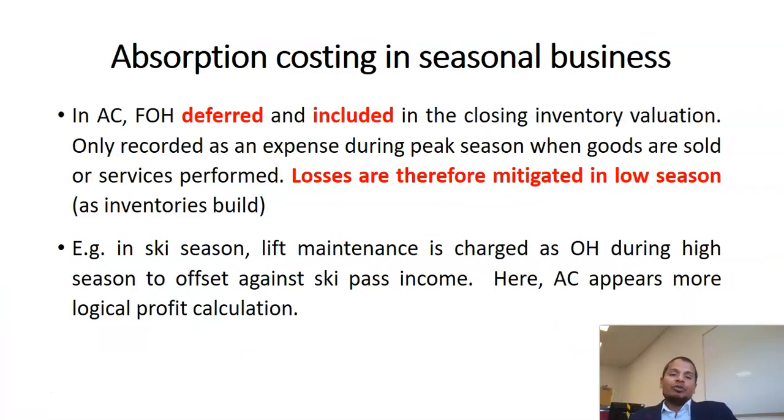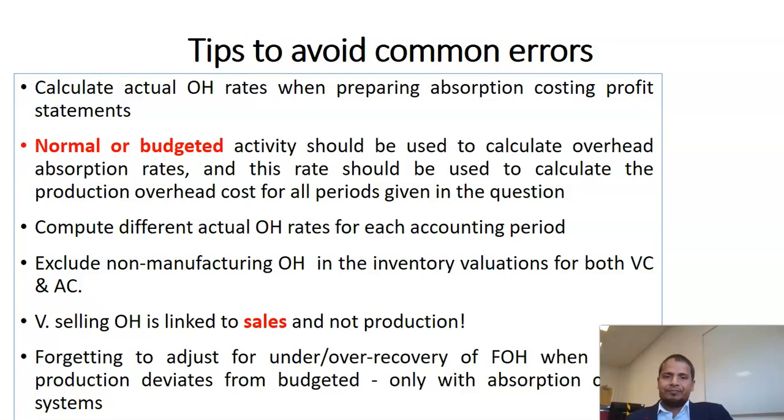And yeah, absorption costing in seasonal business, right? In absorption costing, fixed overhead is deferred and included in the cost of inventory, as we know, and only recorded as an expense when the product is actually sold. Therefore, the losses are mitigated in the low season. When there is no activity, you will see lots of profit, right? There is no expense, so the profit happens. It can happen in absorption costing, but variable costing doesn't show this kind of situation.